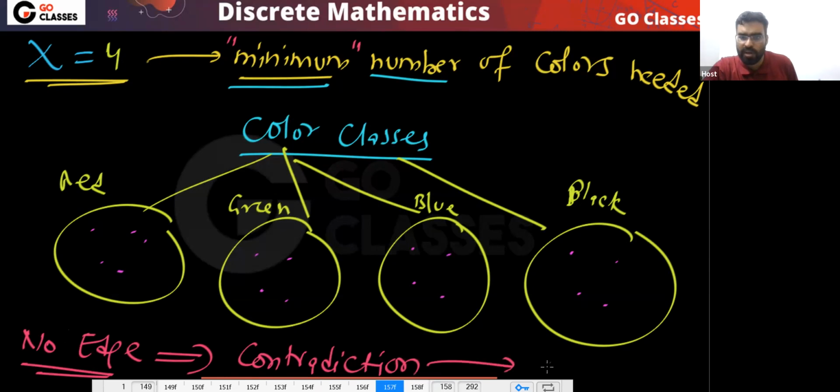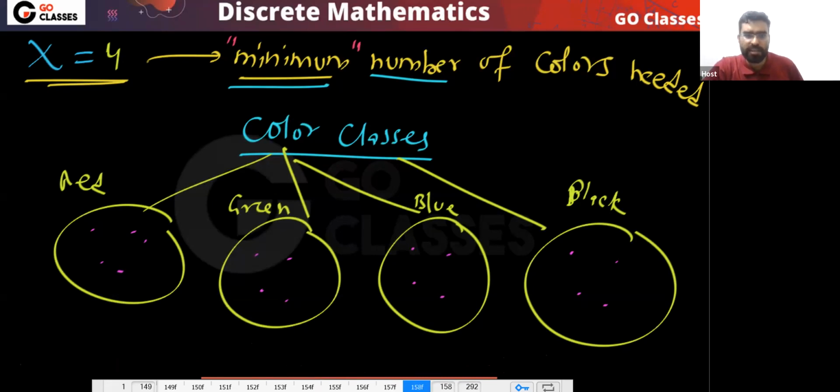What will be the contradiction? The contradiction will be that zeta will be 1, but already zeta is 4. Okay, so there is a contradiction. Another thing, tell me another thing.